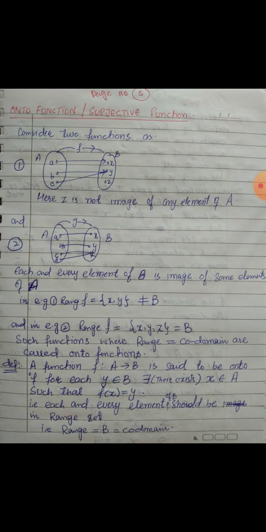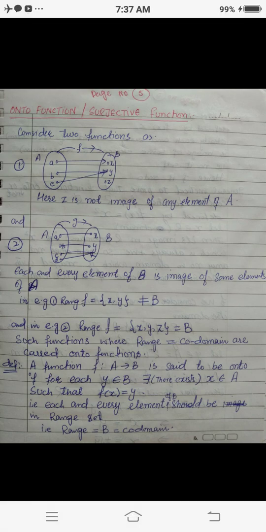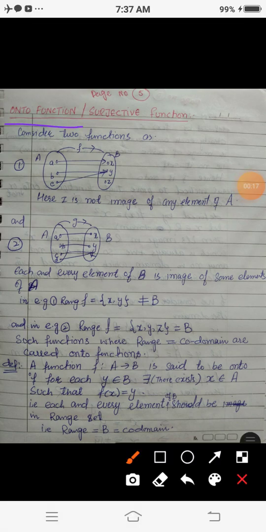Today we are going to discuss the onto function, which is also called the surjective function. Now consider a function f from set A to set B, where set A is {a, b, c}, the domain of this function f, and set B is {x, y, z}. Here a is related to x, b is related to y, and c is related to y.